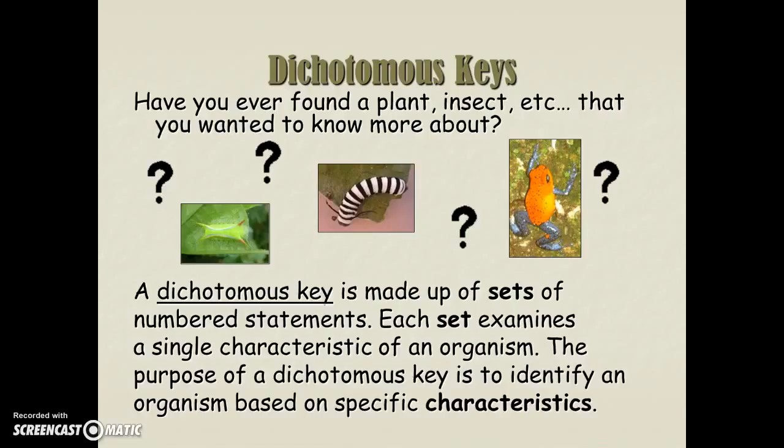Now, dichotomous keys, this is also something we can use to help with the identification of organisms through taxonomy. You might have seen something similar to these before, but they're kind of like a map. They're a set of numbered statements that each give a single characteristic of a particular organism. And we can use them kind of like a map to help us determine an organism based upon its physical characteristics. We can use a dichotomous key to help us determine what type of frog this is, or what type of caterpillar, and so forth.